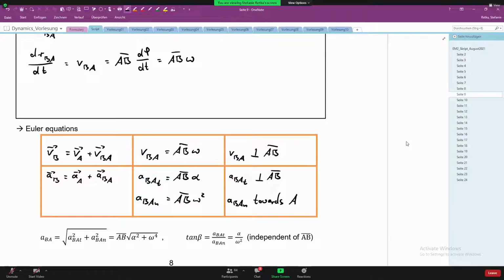And again, if we know the components of the rotational part of the motion, we can build the absolute value aBA, but that's not necessary in most cases.